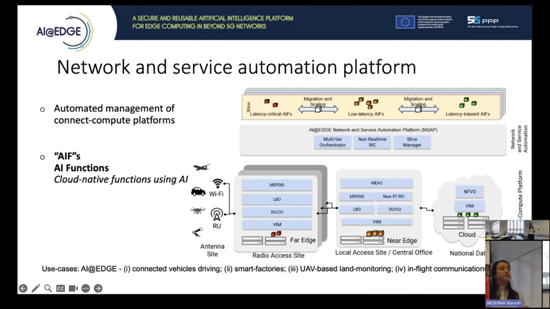So just to recall a bit the representation of the platform that was proposed in the AI at Edge project. Just to note that it was split into two layers. We have the NSAP layer, where we are going to have our orchestrator to apply this decision. We can consider, for example, the non-real-time RIC, the multi-tier orchestrator, or even the slice manager. And we also have this second layer, which represents the infrastructure on which we are, for example, deploying our nodes and from which we are going to collect the data. So the monitoring, analyzing, and planning will be on the connect compute part, and then the decision of the orchestration will be taken and applied at the NSAP part.